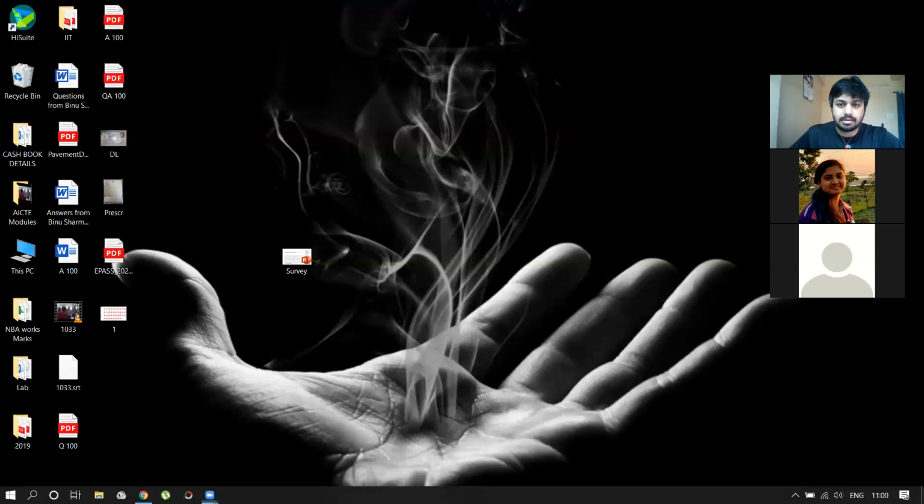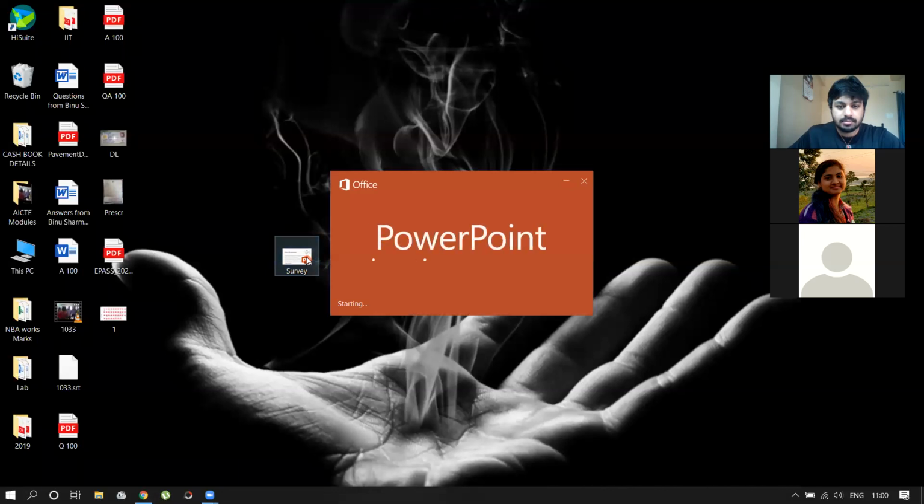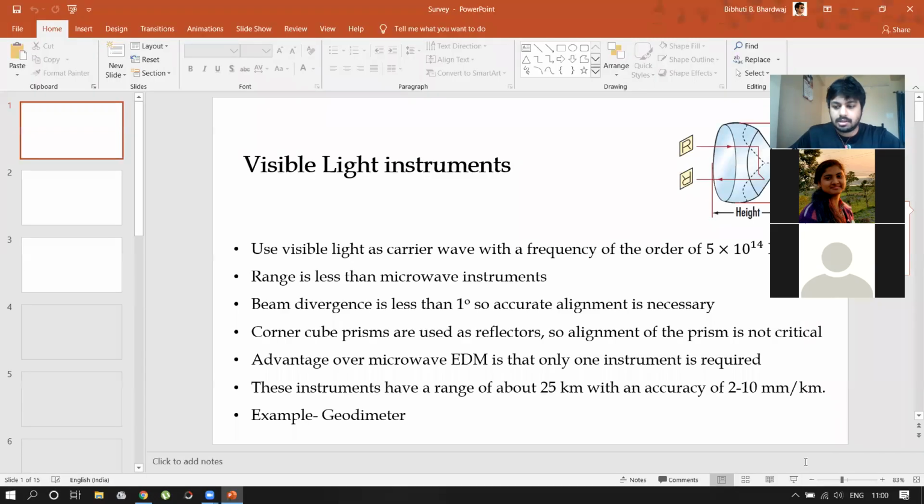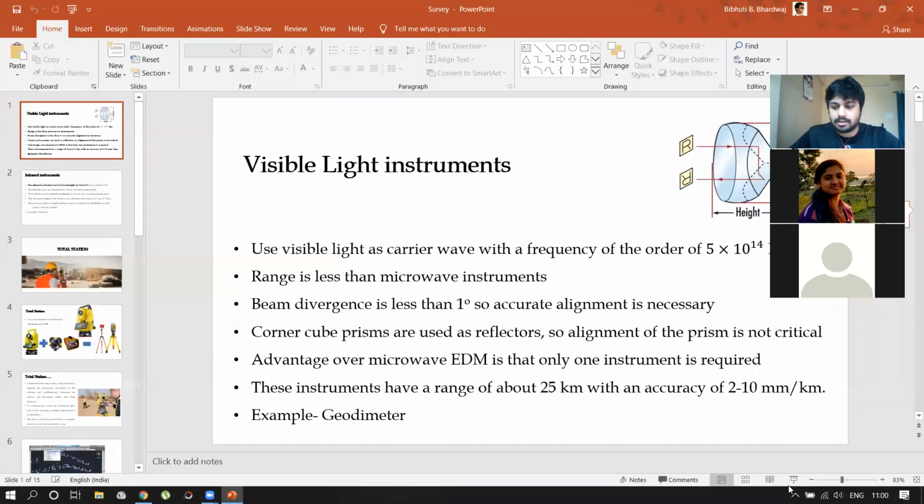Okay, so I have shared the screen. If you are not able to see the screen, please raise your hands. I think you are able to see the screen, isn't it?